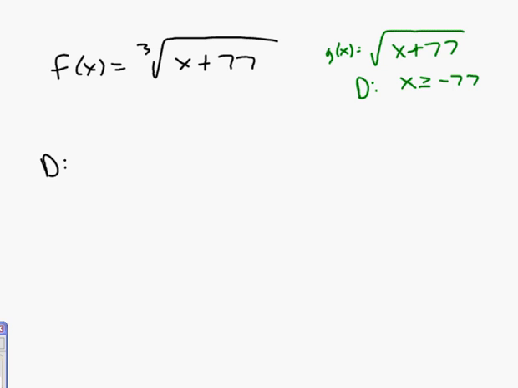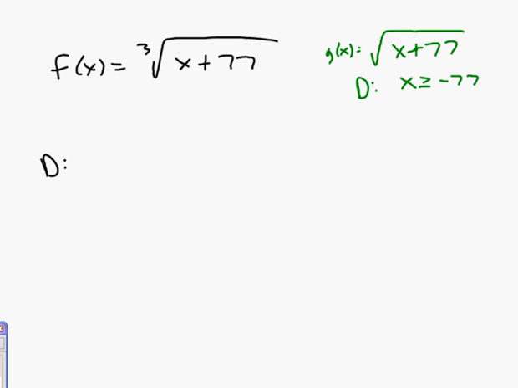Negative 77, if you were to substitute for x, you get negative 77 plus 77 is 0. The square root of 0 is 0. That would be fine. If I tried to go less than negative 77, like maybe negative 80, for example, I would have the square root of negative 3, which is imaginary. So that's not good. So in this case, our domain is restricted somehow.